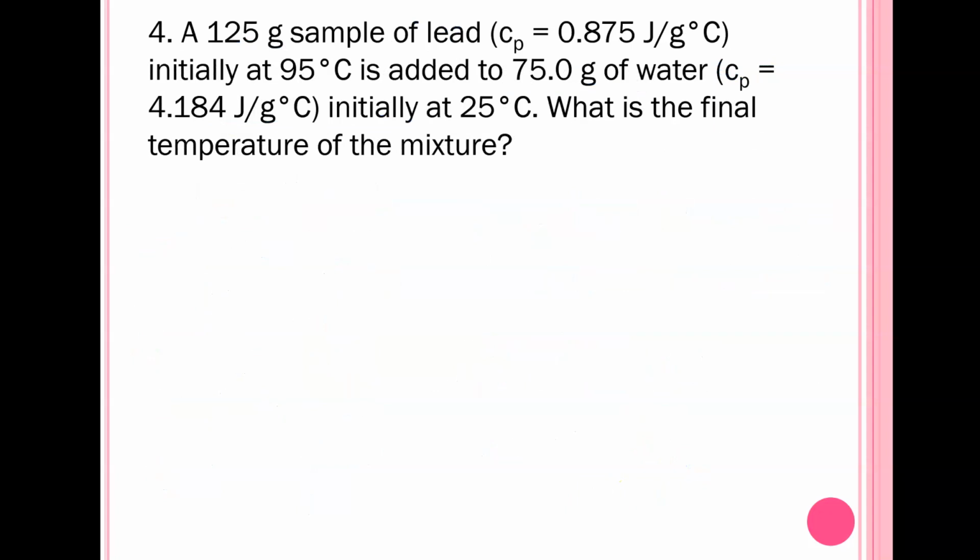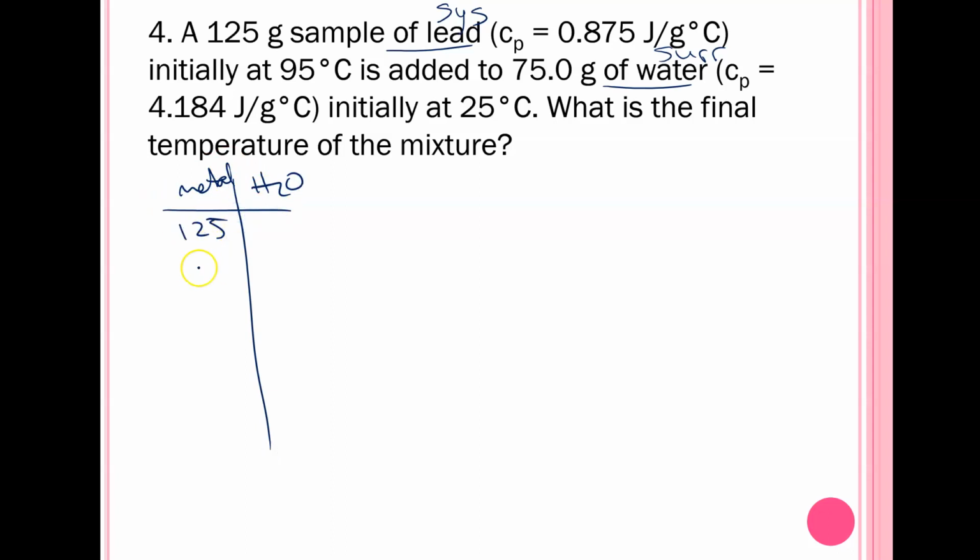Okay, last problem. And this is a little bit harder. Again, I have two things. I have a system and I have a surroundings. Okay, I'm going to set up my little chart, metal and water. Two things going on. Mass is 125 for the lead. Specific heat is given. The initial temperature is 95. The water is 75. Specific heat is given, and its initial temperature is 25. And they want to know the final temperature of the mixture.